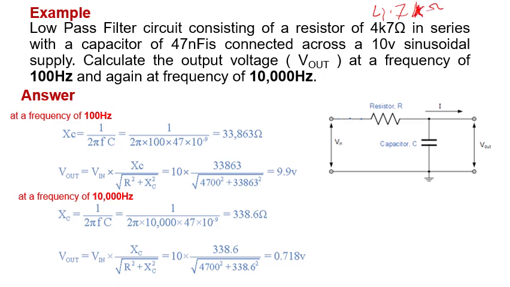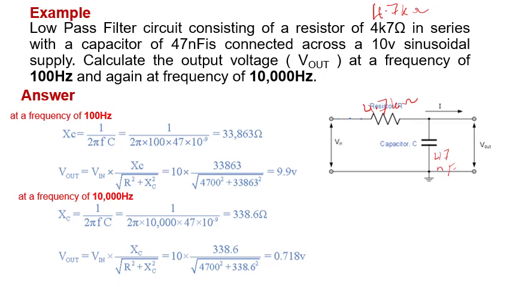4.7 kilo ohm. 4K7 means 4.7 kilo ohm. I hope you remember this from the electrical circuit analysis. So this resistor is 4.7 kilo ohm, in series with a capacitor of 47 nanofarad.